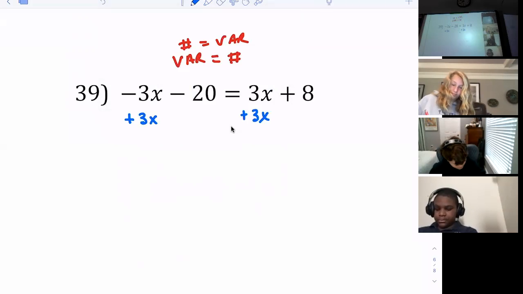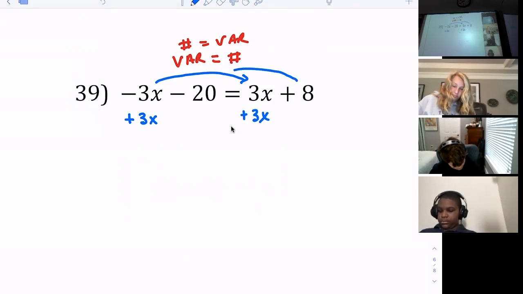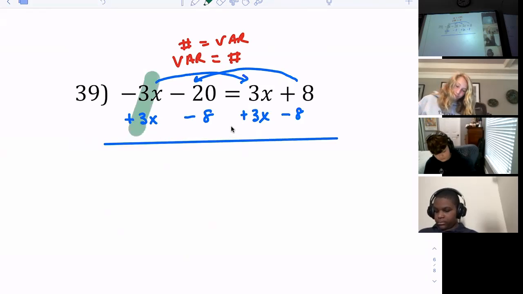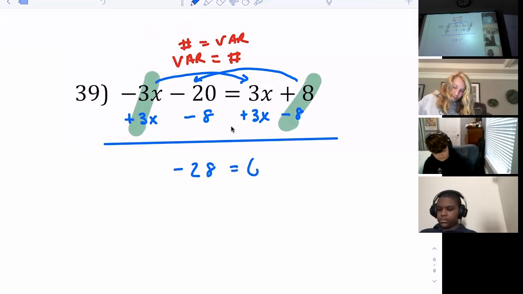Now, because I moved the variable from the left side to the right side, I'm going to have to move the constant from the right side to the left side, which means minus 8, minus 8. Now go ahead and do me a favor, cross things out so your brain is seeing it properly, cross those out. Now I end up with negative 28 is equal to 6x.